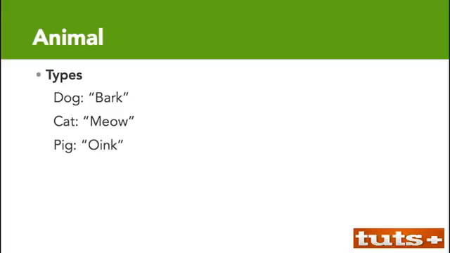So polymorphism is saying that it has the same method name, speak or move, but the actions that are performed are dependent on the class. And in the example I have here, it's dependent on whether or not the object was defined as a dog or a cat or a pig.